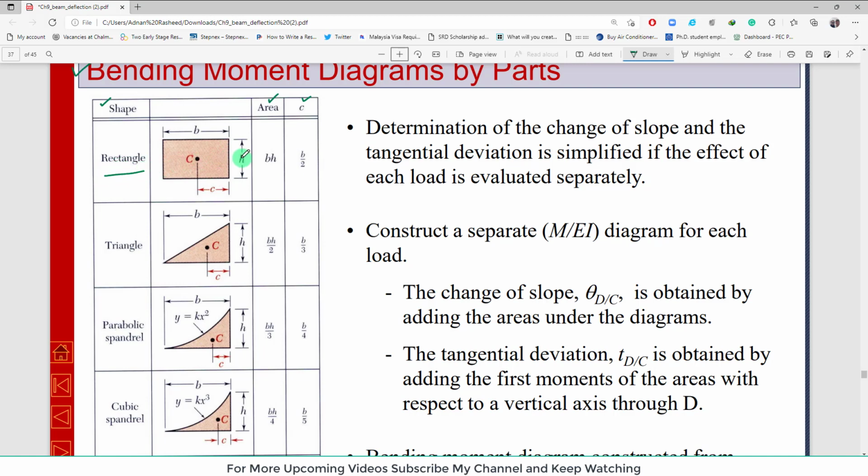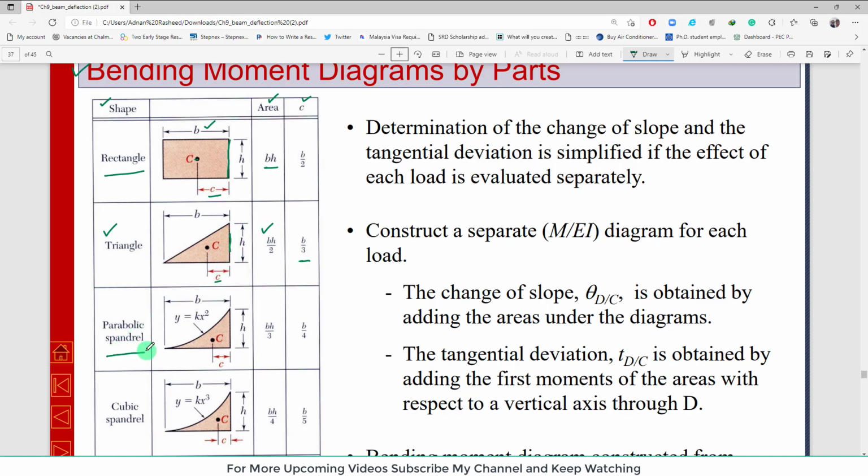So this is a rectangle, breadth is B, height is H, and C is at the center, so its area is BH, and the location of its center from this vertical axis is C. Why are we taking this distance from this vertical axis? Because in the second moment area theorem, you need the distance of the centroid from the vertical line. Again, there is a triangle, its area is BH over 2, and the distance of the centroid from this vertical axis is given as B by 3.